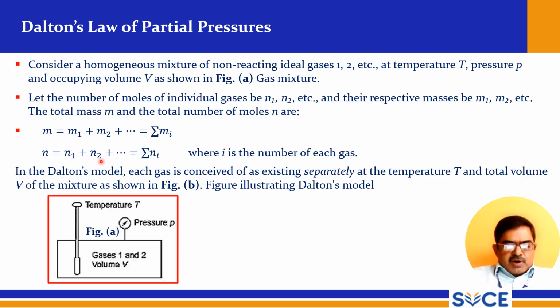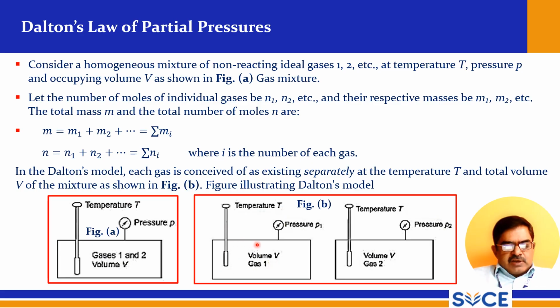So in Dalton's model, each gas is conceived of as existing separately at temperature T, and the total volume V of the mixture is shown in figure B. So that is in the next diagram. This is Dalton's model, and here gas 1 and gas 2 are separately treated. After measuring the temperature, volume and pressure, we can sum them to get the total mass, total mole number or mass.